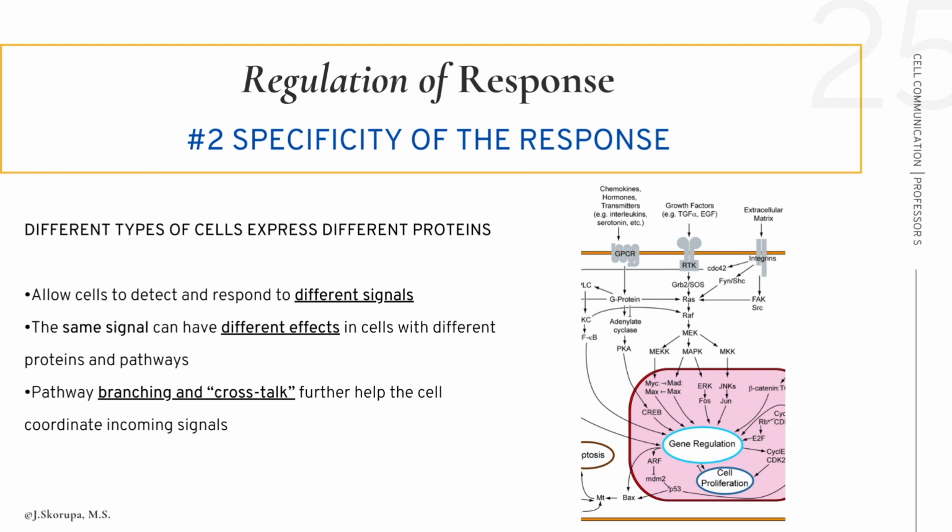Pathway branching and crosstalk further help the cell coordinate incoming signals. We saw this in the graphic earlier. Notice how one molecule can affect another pathway. They may activate or inhibit depending on the goal of the end response. Remember, checks and balances.